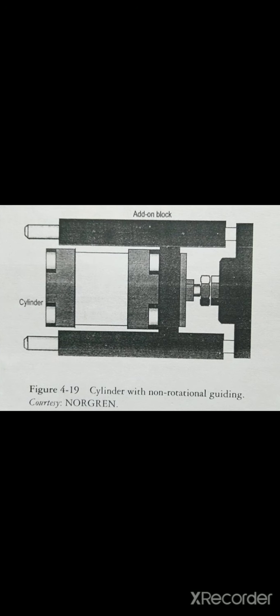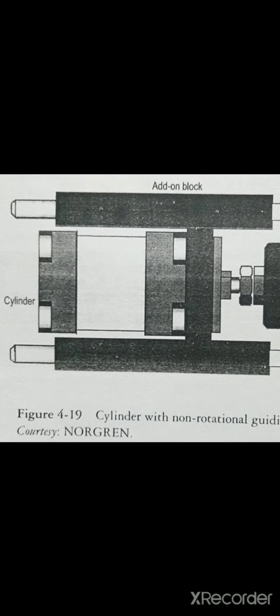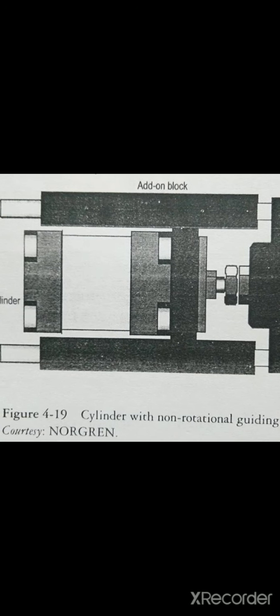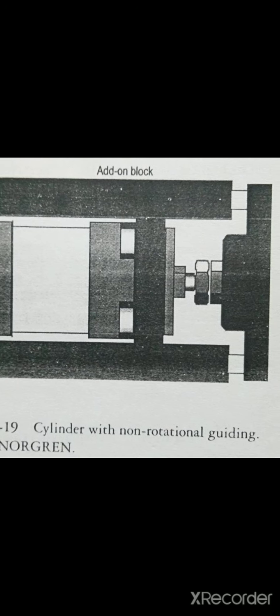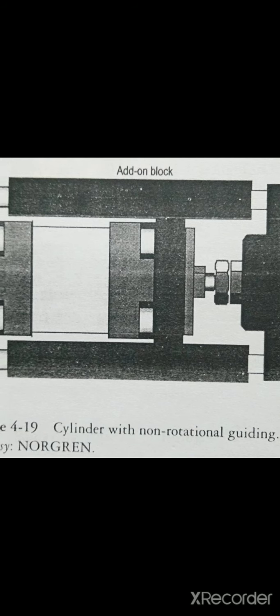Now we'll see a cylinder with non-rotational guiding. Add-on block cylinder. So you can see here on screen, a cylinder with non-rotational guiding. So non-rotational guiding of the piston rod is employed for applications where a load attached to the piston rod end needs guidance to maintain precise movement, as in guiding of heavy loads in a conveyor system. So a guided compact cylinder consists of an integrated or add-on twin guide bar running in bearings within the extruded cylinder body. They provide excellent rigidity against torsion.